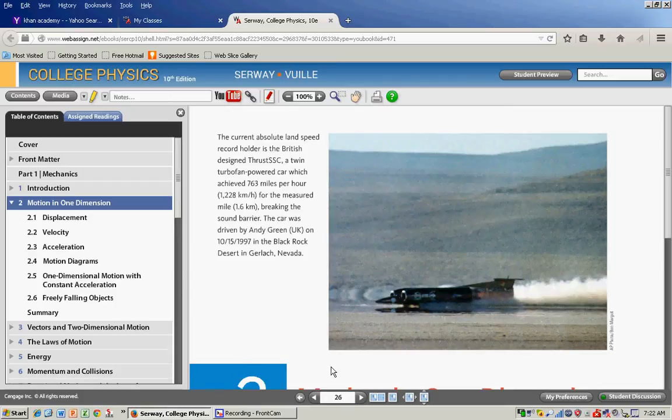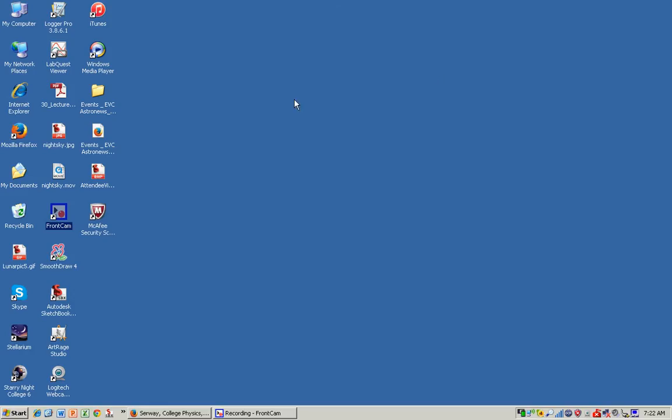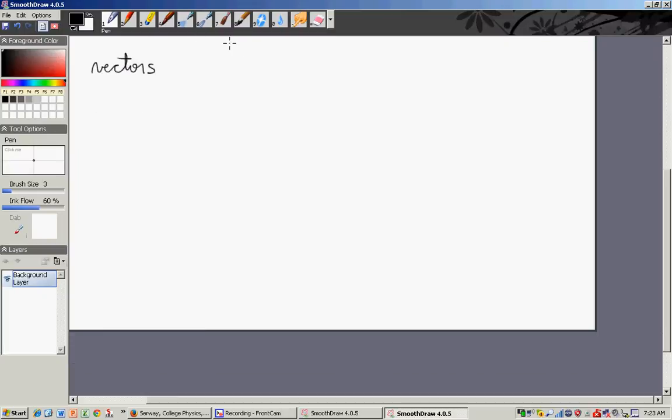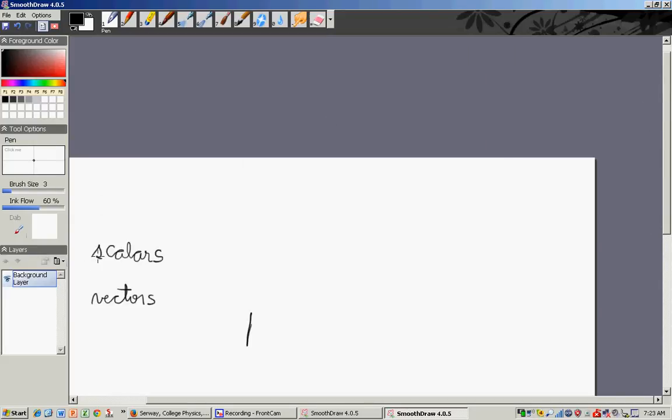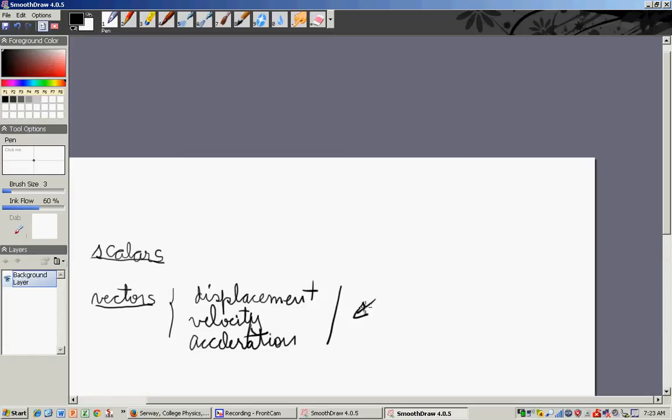So the difference between scalars and vectors, let me write this down. Scalars and vectors. Vectors and scalars are different quantities in physics, and in this chapter you're going to learn displacement. Displacement is a vector. Another, velocity is a vector. Another, acceleration. Acceleration is also a vector quantity. So those three quantities are going to be introduced in this chapter.